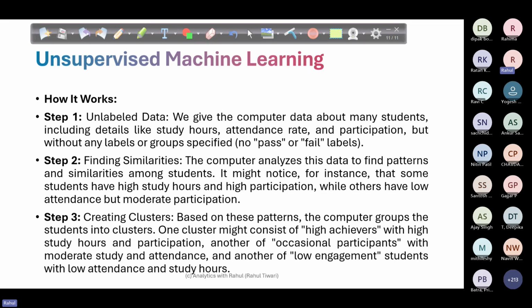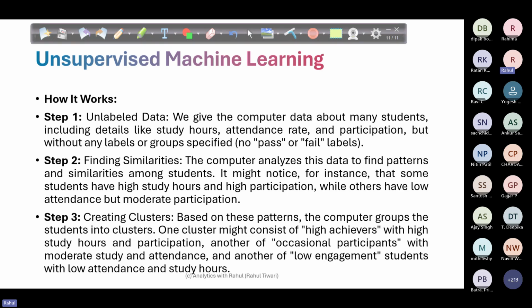Finding similarities. The computer analyzes this data to find patterns and similarities among students. It might notice, for instance, that some students have high study hours and high participation, while other students have low attendance but moderate participation. Creating clusters. Based on these patterns, the computer groups the students into clusters.